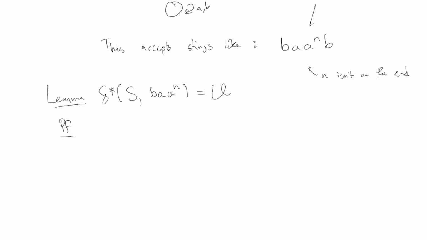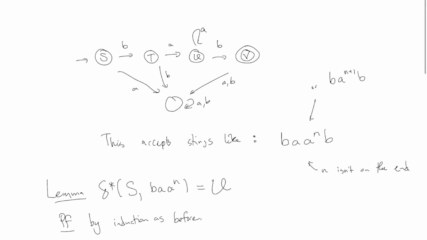Would you mind if I abbreviate this a little bit? This is, I will just say, by induction, as before. The base case, you use n equals 0, and then the whole thing, when n is 0, all of this says just delta star of S and BA equals U. And that is true because if I start in S and I go BA, I get to U.